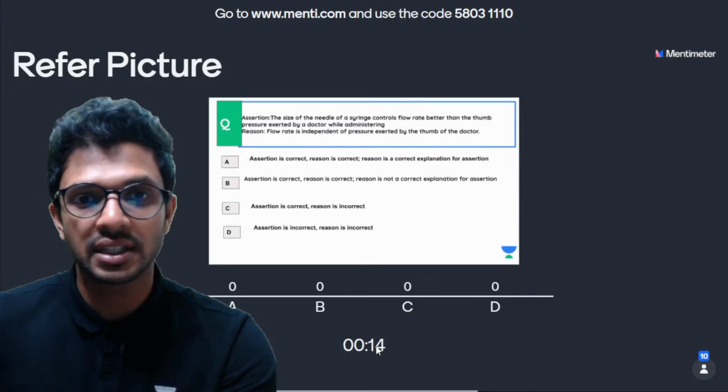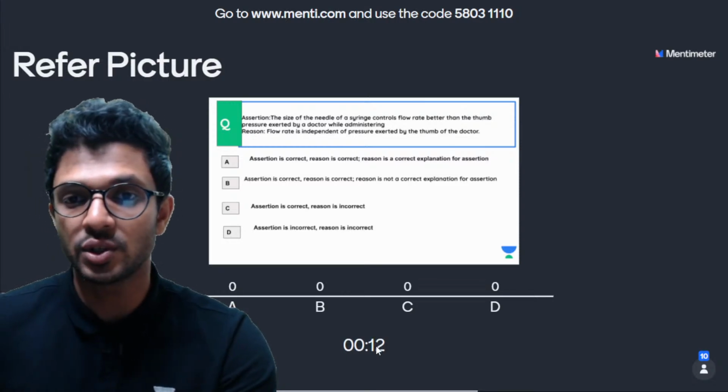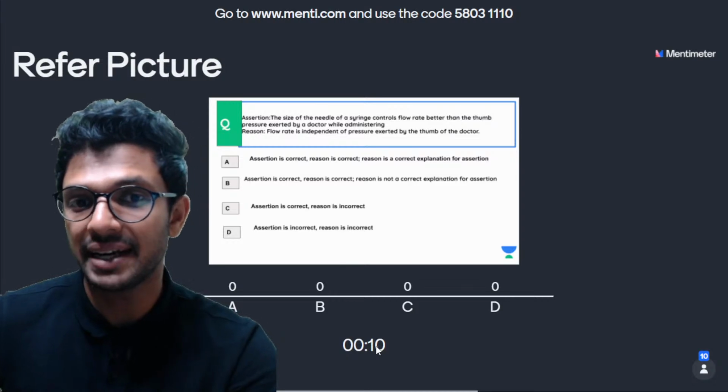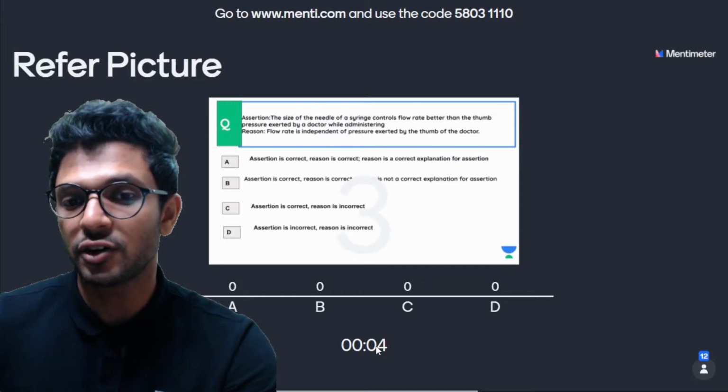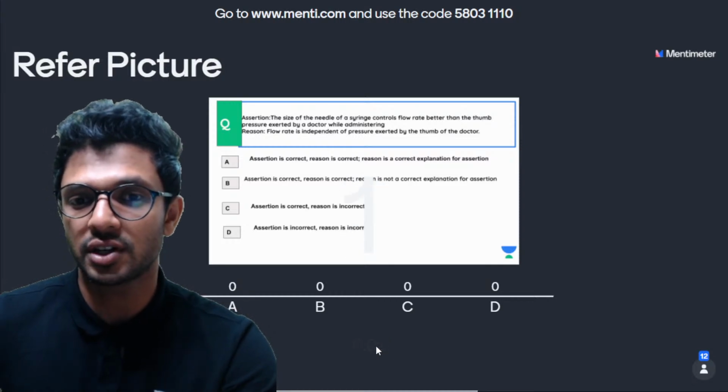I'll just read the question for every one of you. The size of the needle of a syringe controls the flow rate better than the thumb pressure exerted by the doctor while administering. Flow rate is independent of pressure exerted by the thumb of the doctor.